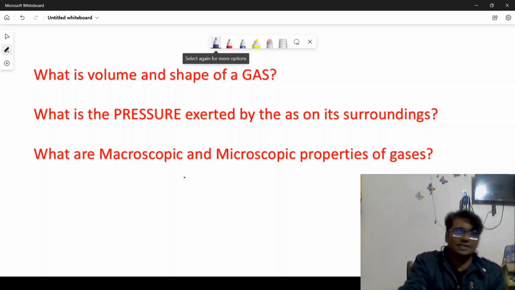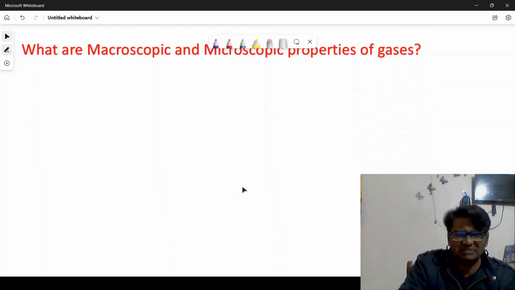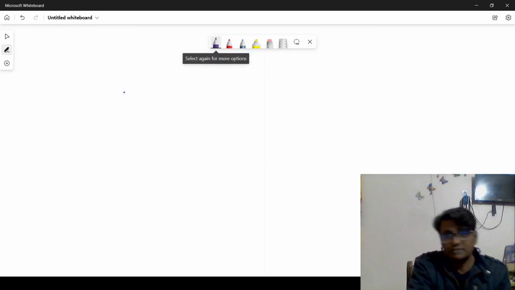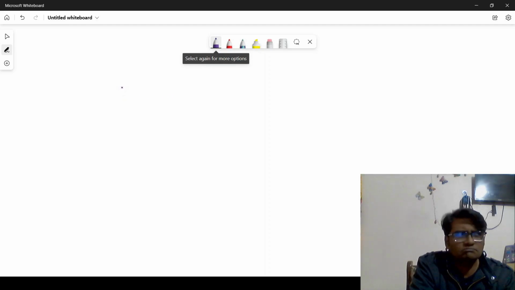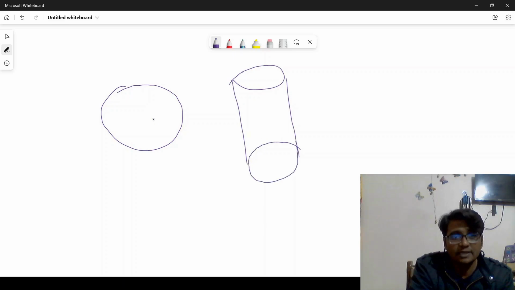तो पहली बात आती है कि what is the volume and shape of the gas? So it's a very high school question, man. It's very easy, very simple. See, if you have a container in the form of a sphere, and a container in the form of a cylinder. Whatever I'm explaining is very basic, a high school thing. In this we have the volume, the gas filled inside it.